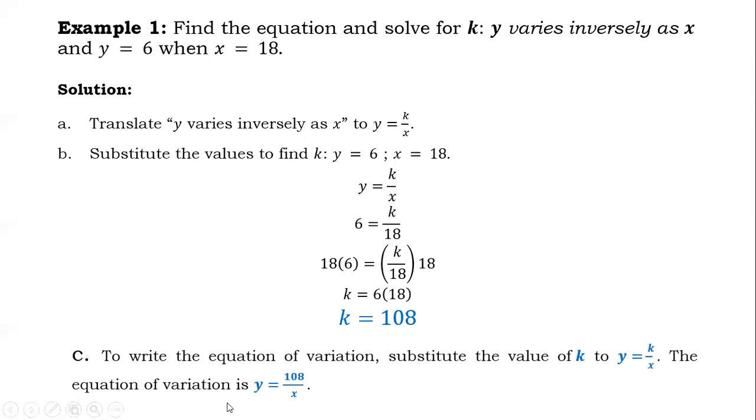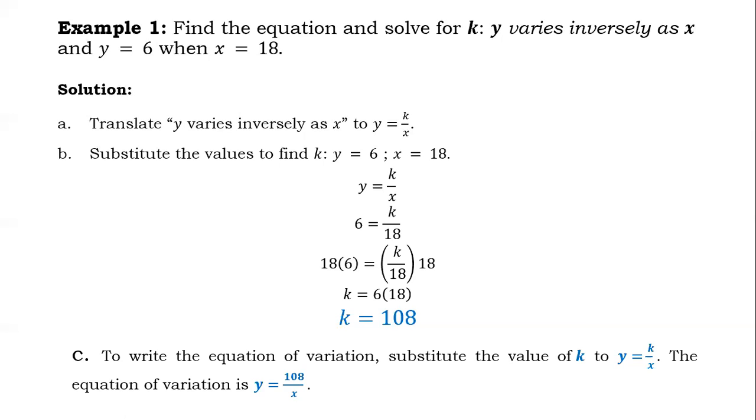Now, to write the equation of variation, substitute the value of k into y equals k over x. Then the equation of variation is y equals 108 over x. From our mathematical equation, simply substitute the obtained value of k, and the equation of variation is y equals 108 over x.